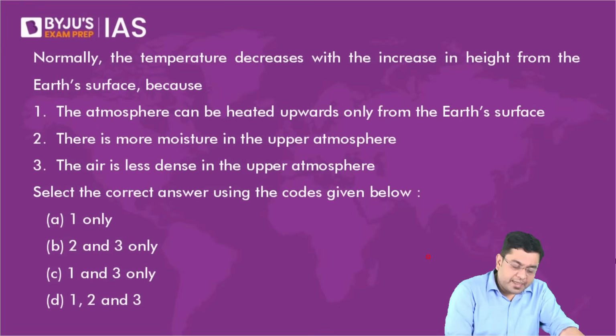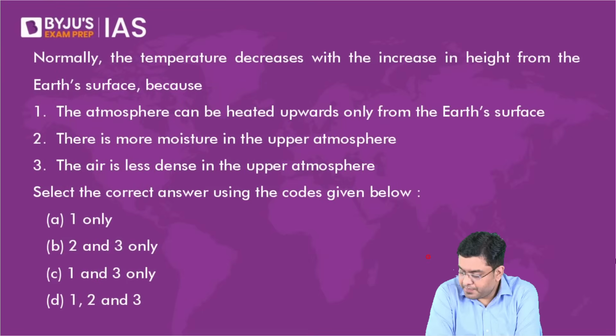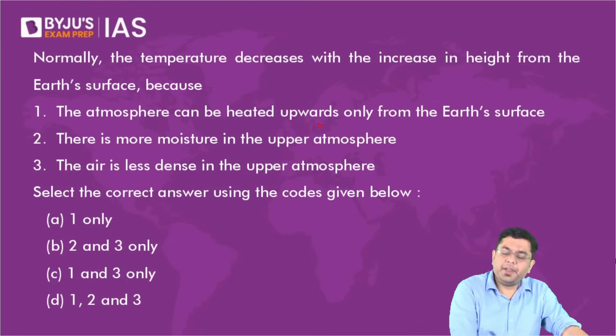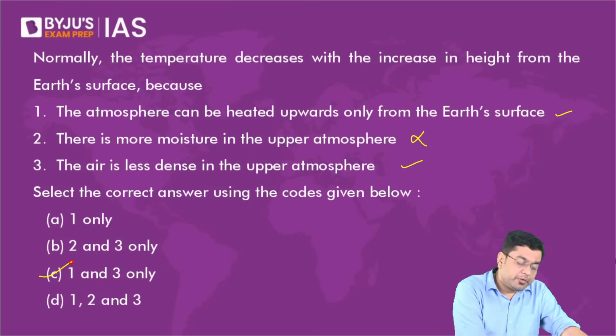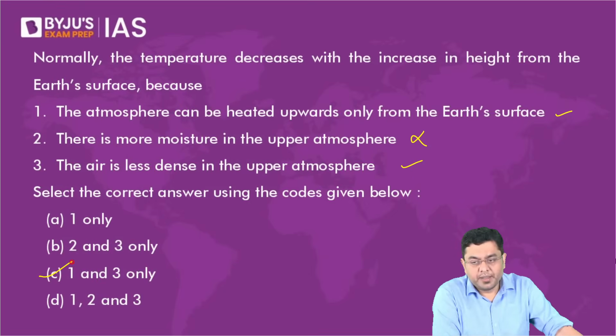That normally the temperature decreases with height is correct. The atmosphere is heated significantly from the Earth's surface. There is more moisture in the upper atmosphere. This is incorrect. And the air is less dense in the upper atmosphere, which means there is less retention of heat. So the correct answer here will be C.